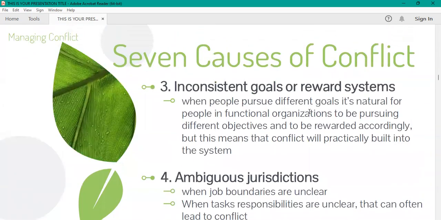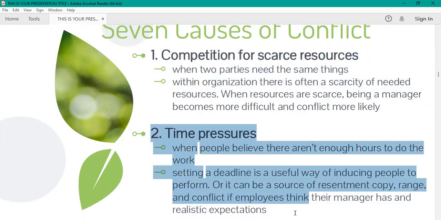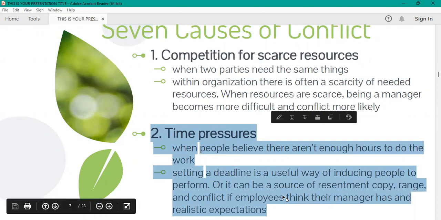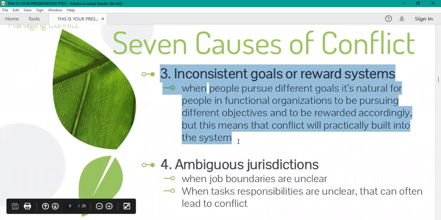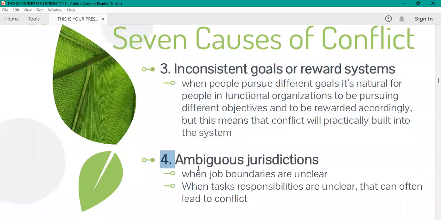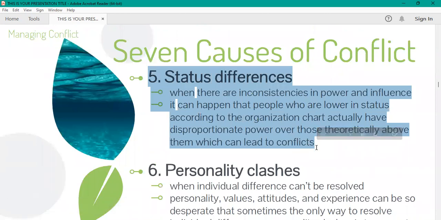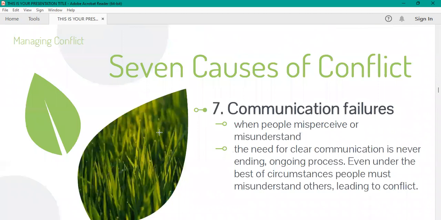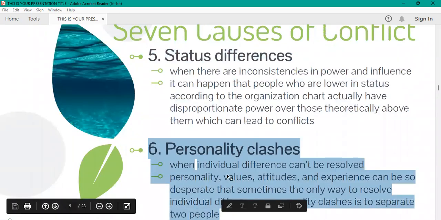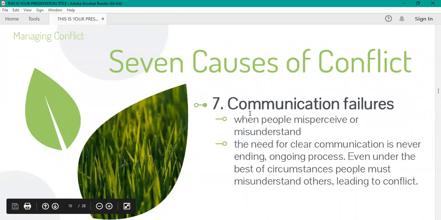These are the seven causes of conflict. Okay, we have competition for scarce resources. For example, time pressure, with many deadlines, so it is not sustainable. Third would be inconsistent goals or reward systems. Then you have ambiguous jurisdiction, where you are not sure of your boundaries and your work. Status difference, where the benefits are far apart between lower and higher levels. Next would be personality clashes. Most of the time, attitude and personality among people is a problem. And seven would be communication failure.